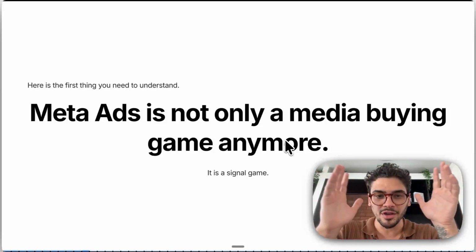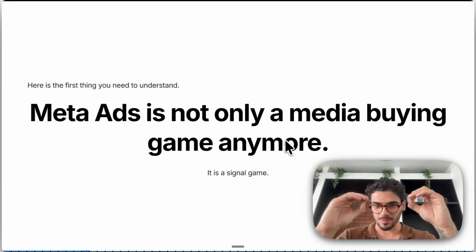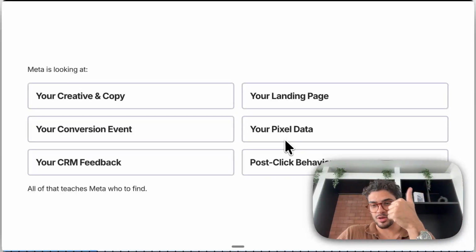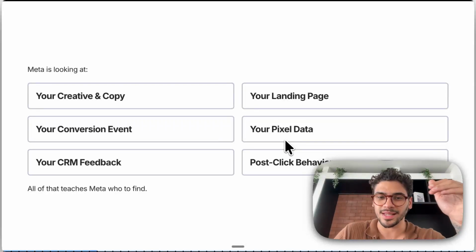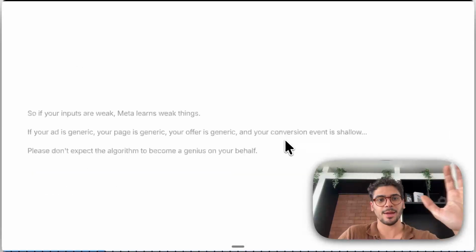Here's the first thing you need to understand. Meta ads is not only a media buying game anymore. It's a signal game. Meta is looking at your creative and copy, your landing page, your conversion event, your pixel data, your CRM feedback, your post-click behavior. All of that will teach Meta who to find, okay? So it's not targeting anymore. It's all of these signals that tell Meta who to show your ads to, okay?